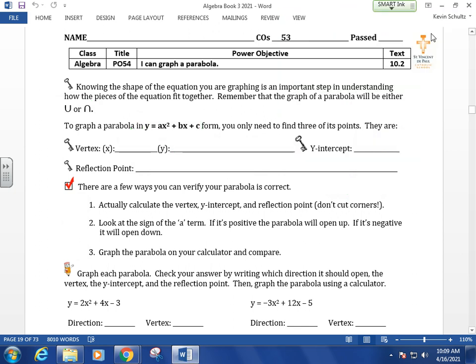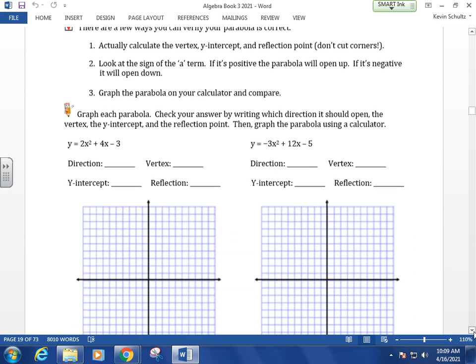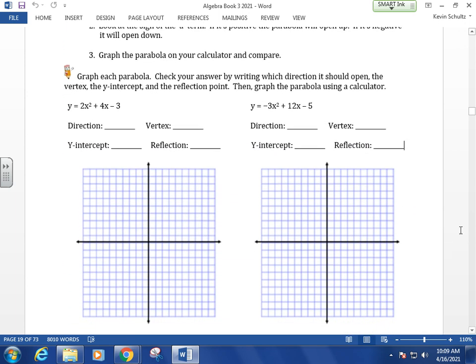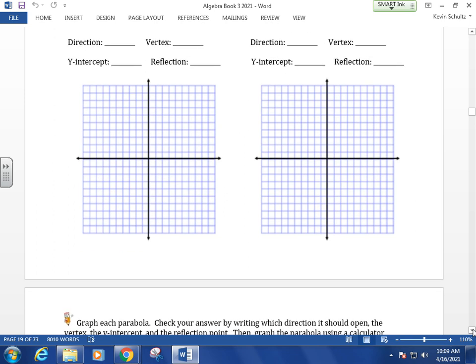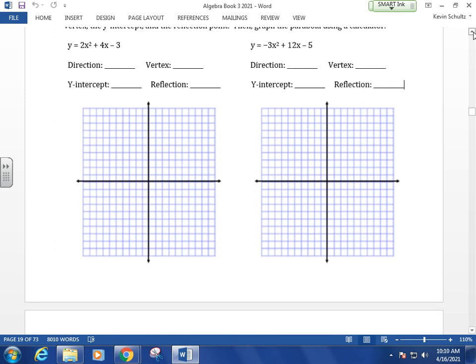Let's go down to the first one here. Our equation is y equals 2x squared plus 4x minus 3. And we're going to look at the keys here to help make sure that we're working through this correctly. Which direction should this parabola open, based on the equation? Thomas? Up. And how do you know? The a term, that 2 is positive, so we know the parabola opens up.